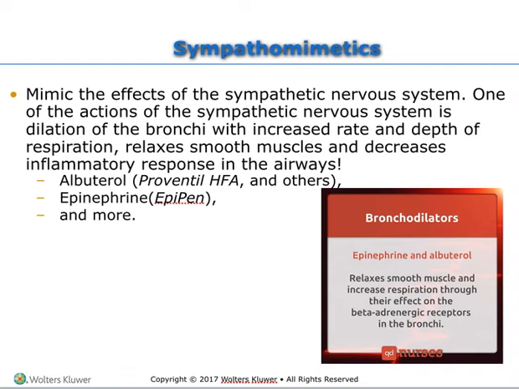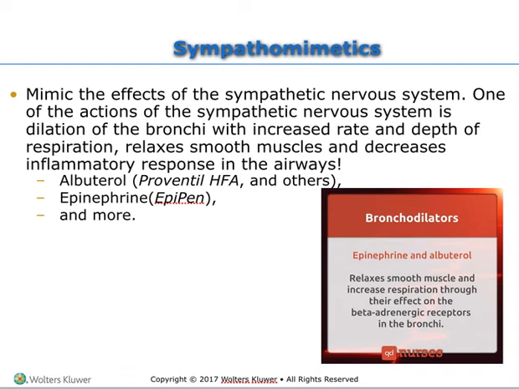Now, another drug class are the sympathomimetics. They mimic the central nervous system, and that will cause dilation of the bronchi because it relaxes smooth muscles and decreases inflammation in the airways. These are also called bronchodilators. We can use these to treat asthma or COPD. Most common ones here is your albuterol and your epinephrine.